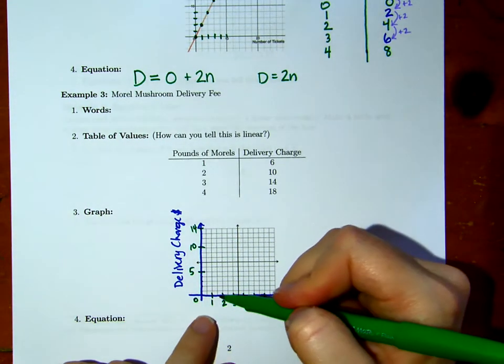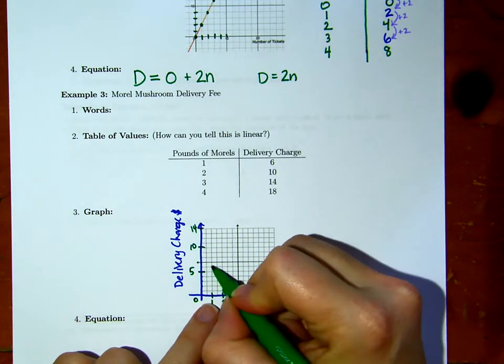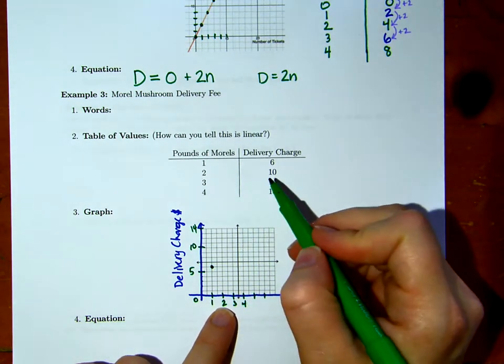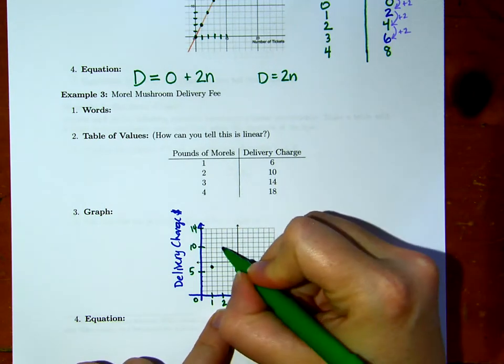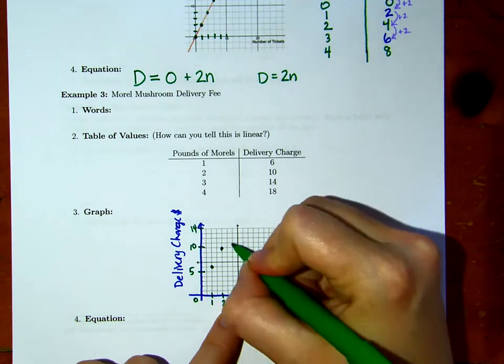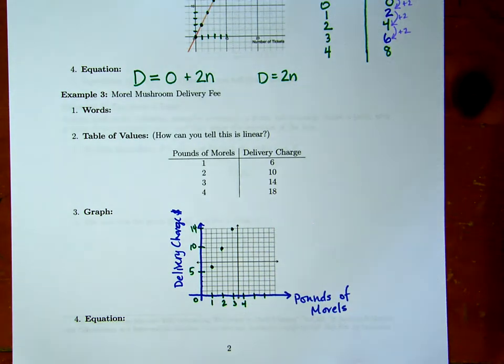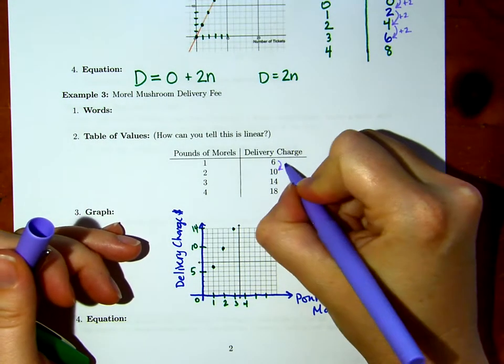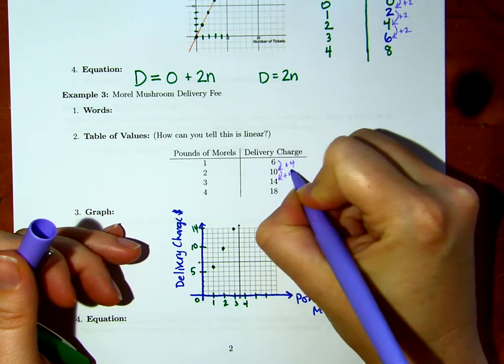Okay, we have the point 1, 6. Voila. And 2 pounds costs $10 to deliver. 3 pounds costs $14 to deliver. Wow, it's quite steep. And I would like to see the pattern here. So what is it? Plus 4, plus 4, plus 4?